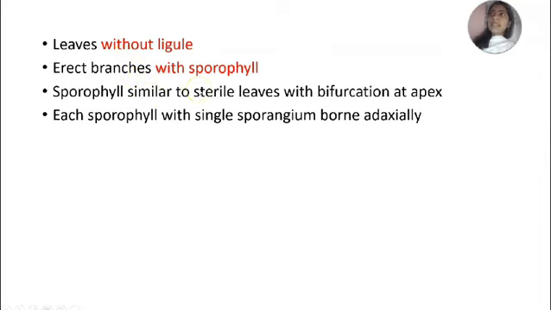And the erect branches also bear sporophylls. The appearance of sporophylls is similar to the appearance of the sterile leaves, and they also have bifurcation at their apex. And each sporophyll consists of a single sporangium that is borne adaxially.